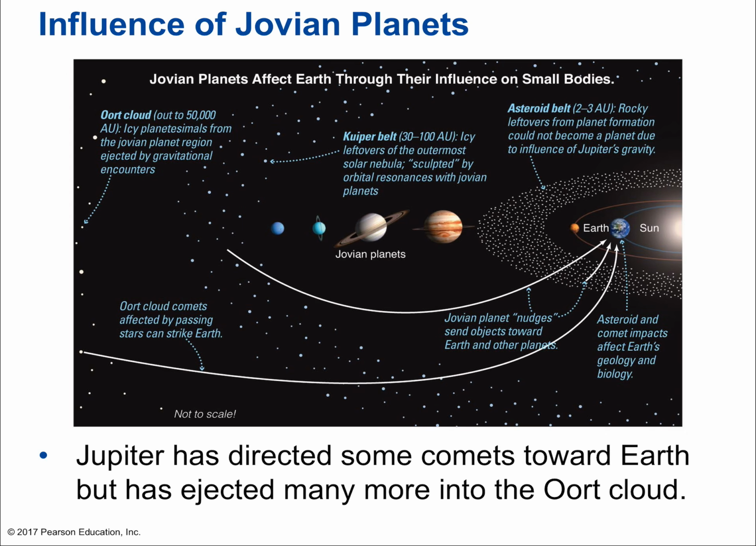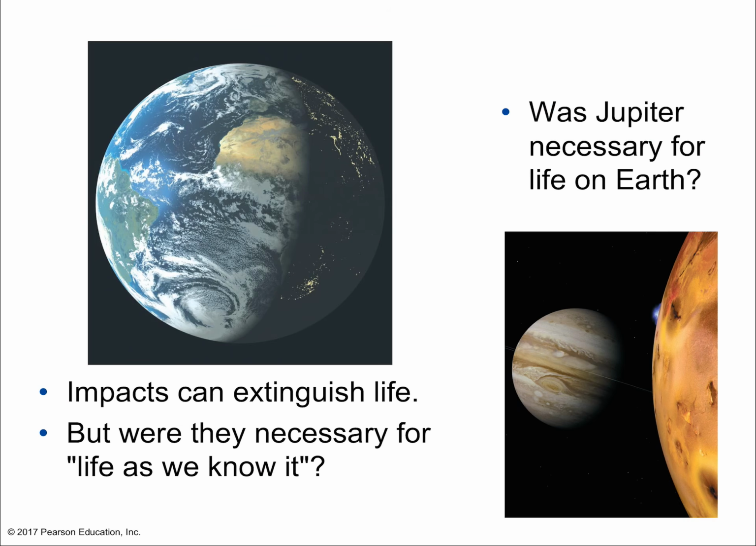On the one hand, Jupiter can cause more impacts because it will send them towards us, which maybe could have actually seeded water on Earth. But on the other hand, for the most part, Jupiter is making it so that there were fewer impacts. So you kind of go both ways. Impacts can extinguish life, but they were necessary for life as we know it. So was Jupiter necessary for life on Earth? Well, perhaps. If we hadn't had Jupiter redirecting comets, then really none of them would have come to us, which might mean that we wouldn't have water. One theory for why there is liquid water on Earth is that it came from comet impacts.